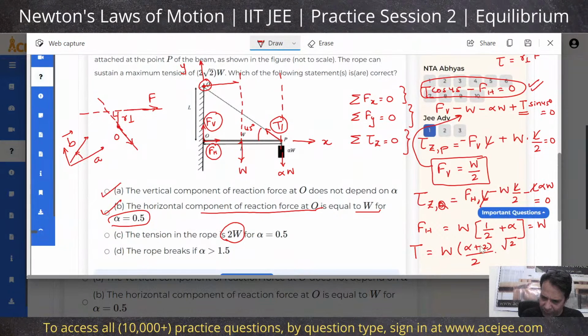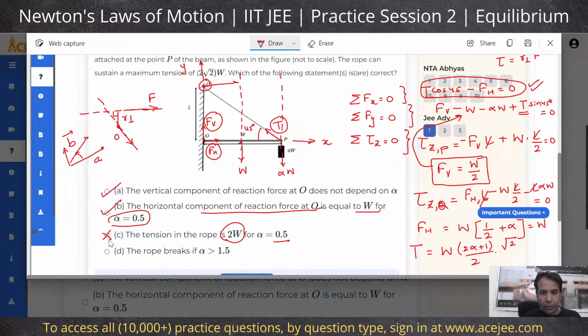Sorry, have I made a mistake here? I think I made a mistake. This is 2 alpha plus 1. So if alpha is 0.5, then this becomes 2, and 2 divided by 2 is 1. W root 2. So not 2W, but root 2 W. This is wrong.